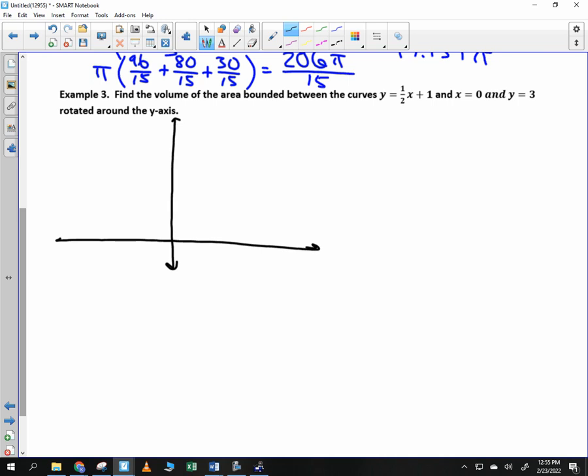1/2 x plus 1. So I start there, and then I go up 1 and over 2. So I kind of try to draw my line, something like that. And it says x equals 0, which is this vertical line here, and then y equals 3. Ooh, y equals 3 looks like that. So that's my region.